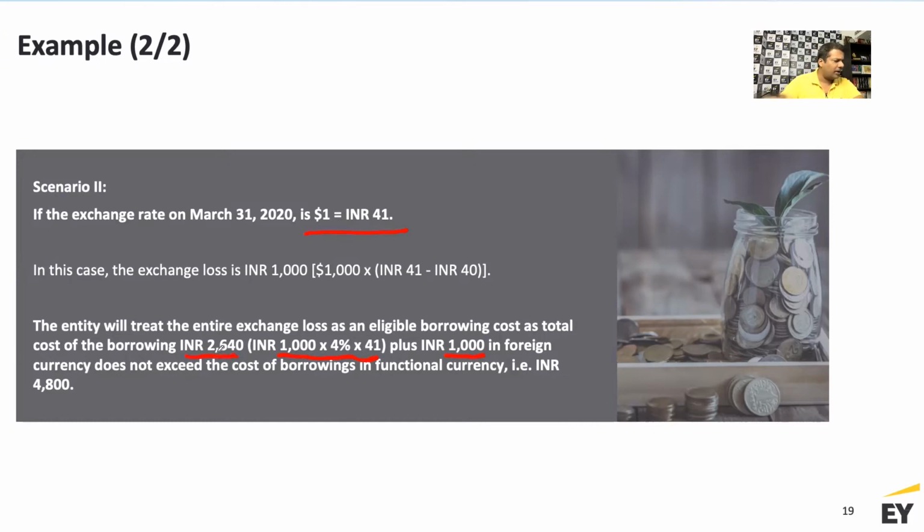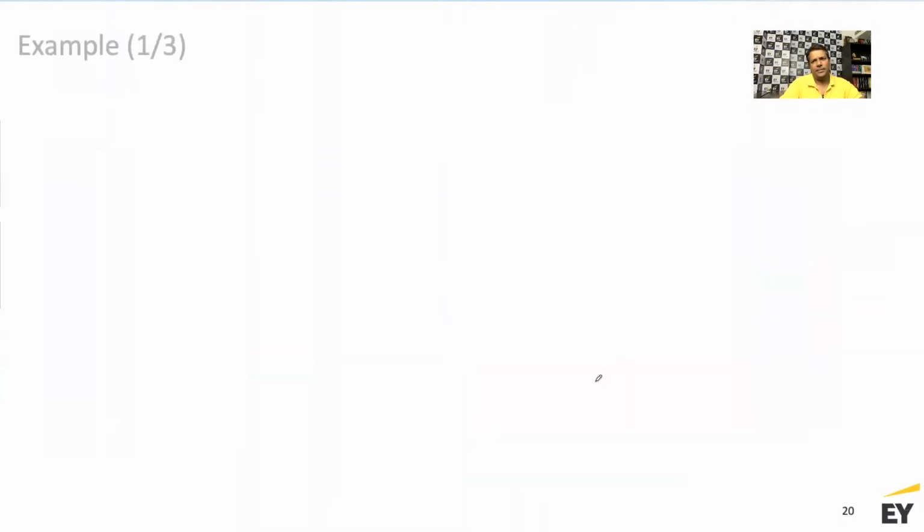Because when you look at 1,000 into 4%, which is 40, into 41, it is 1,640. 1,640 plus 1,000 is 2,640. When you compare 2,640 to 4,800, that 4,800 was computed on the date of borrowing, where the rupee-dollar was 40. So 2,640 is lower than 4,800. So the entire 2,640 is to be considered as an interest cost which is eligible for capitalization.